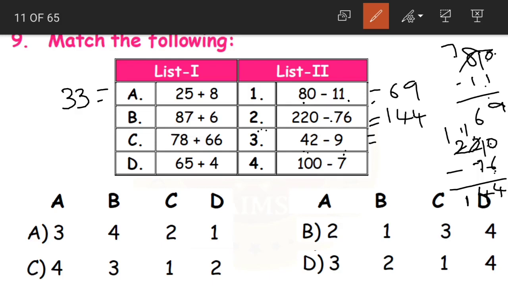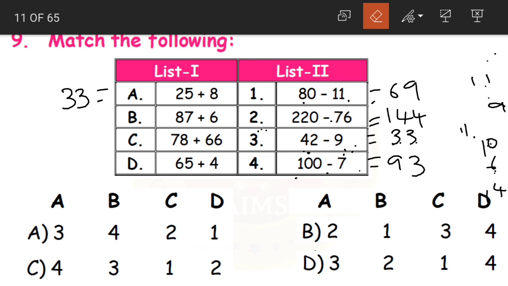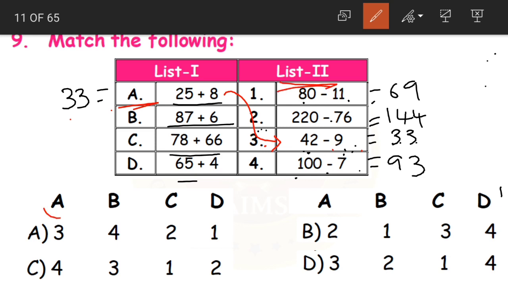49 minus 42 minus 9 is how much, children? 33. Yes, 42 minus 9 is 33. Now lastly 100 minus 7 is how much? 93. Okay, clear? What did we do? We found out all the differences in list 2. Now we should match it with the same sum in list 1. Now here option A has 33 as the sum, which is equal to option number 3 in list 2. See, A is equal to what? 3. So A is equal to 3. We are having two options, A and D, in which A is equal to 3.